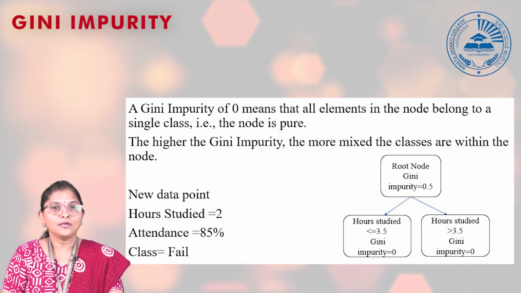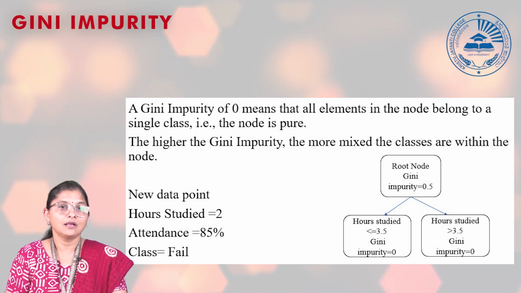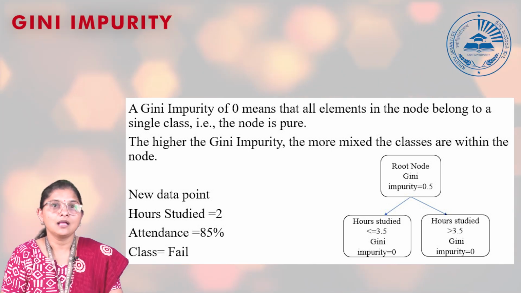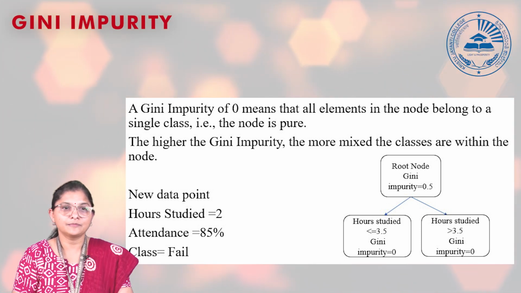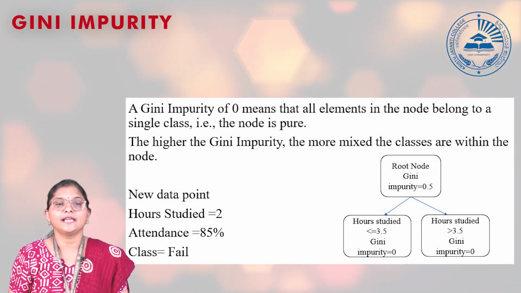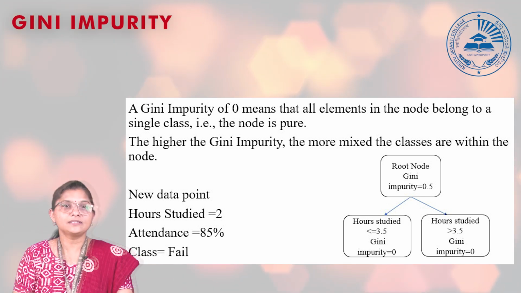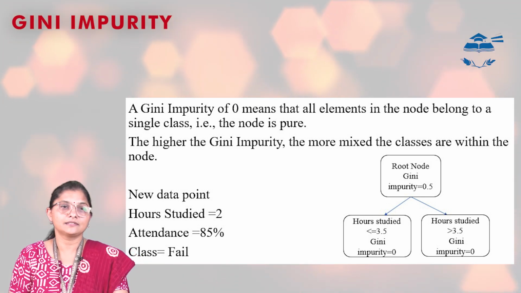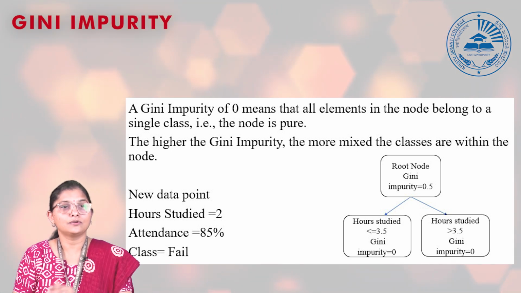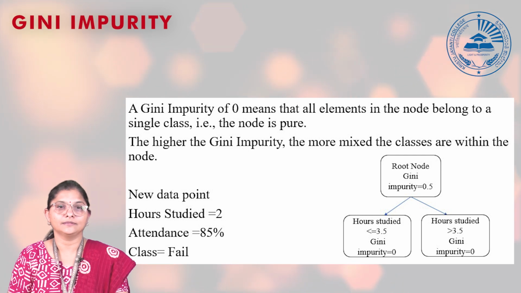Now, using this decision tree construction, we have to classify a new data point. Suppose we have a data point with hour studied equal to 2 and attendance percentage 85%, then the model would classify the data as the student fails. From this, we can understand that it is very simple to identify and select the feature to split the data set, which is mainly used for creating the model. Thank you.